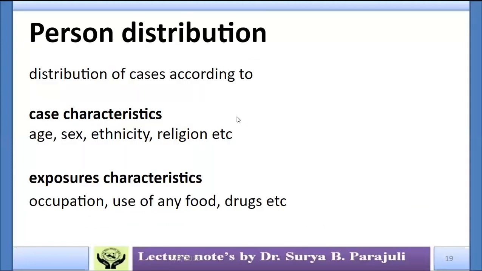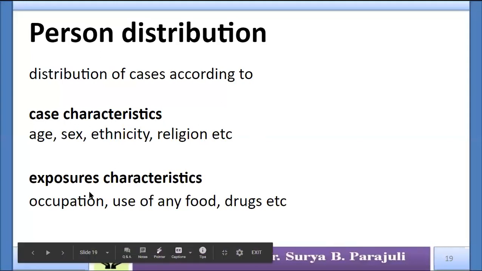Now, person distribution: distribution of cases according to age, sex, male and female, ethnicity, religion, or exposure characteristics like occupation or use of any food or drug. So we can have different personal characteristics.